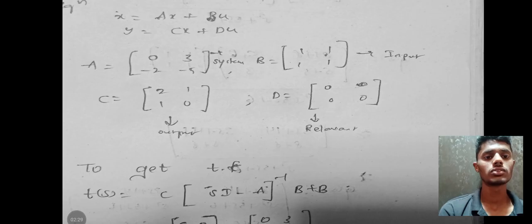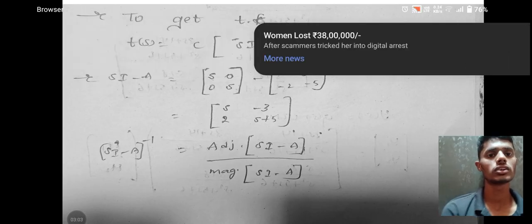To get this G of s value, we find it based on the formula: G of s is equal to C into (sI minus A) whole inverse into B plus D. Before finding this value, we have to find the value of sI minus A. After that, we substitute the values in the above equation. Then we get the final G of s value.